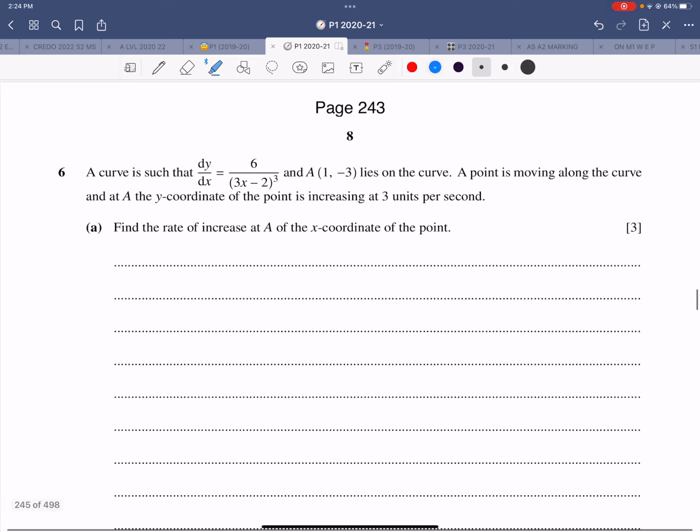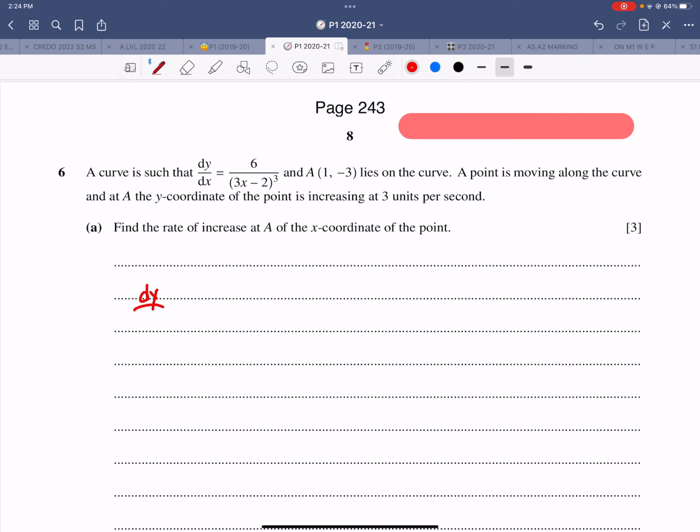Question number 6. Let's look at this. It says a curve is such that dy by dx is 6 over (3x minus 2) cubed, that is, 6 times (3x minus 2) raised to the power of minus 3. You have to take it up. A is the point (1, minus 3). A point is moving along the curve. The y-coordinate of the point is increasing at a rate of 3 units per second.